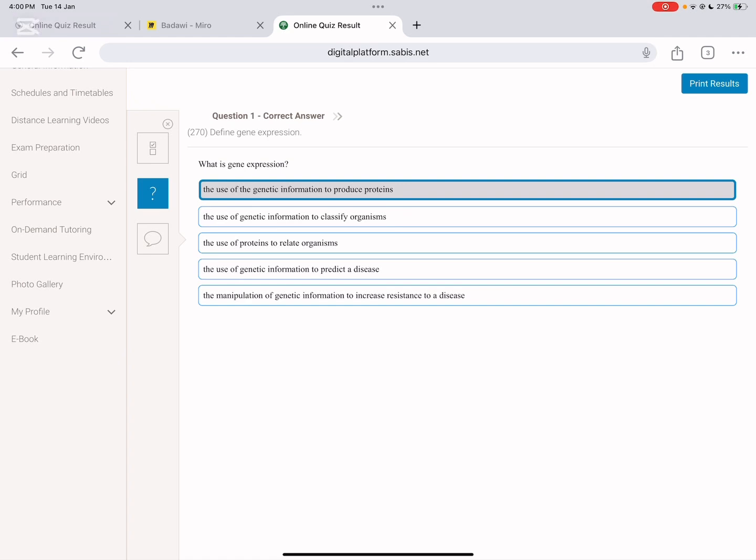So let's begin. The first question tells us, what is gene expression? As we learned before in chapter 10, gene expression is the use of genetic information to produce proteins. All the other options are wrong.